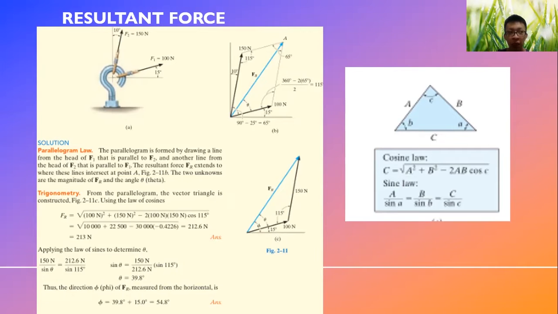Since this is not a 90-degree angle triangle, we can't use the Pythagoras theorem. So Fr will be 213 Newton, and then we use the sine law to get the angle of Fr, the resultant force, which is 9.8 degrees.